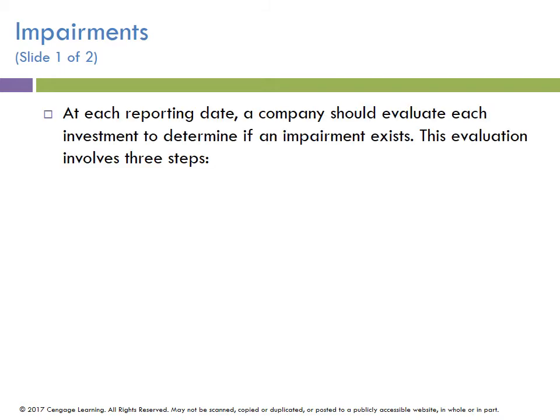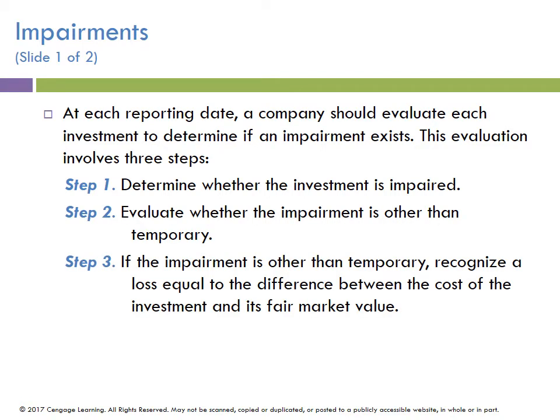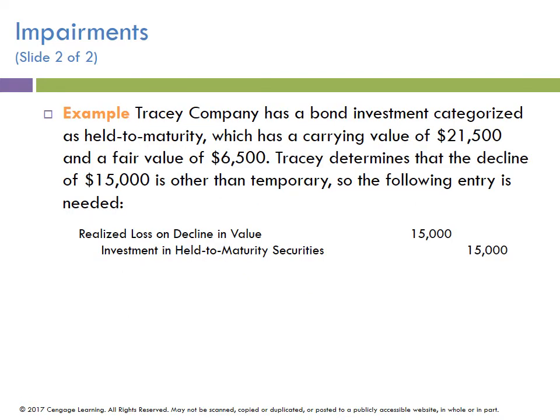Okay, enough with transferring from categories. Let's see what happens if there's an impairment. Each reporting date, a company should evaluate its investments to determine if there's an impairment. They'll determine whether an investment is impaired, evaluate whether it's temporary or permanent, and if it's other than temporary, they have to recognize a loss for the difference between the cost of the investment and its fair market value. Pretty normal to what we've seen in the past.